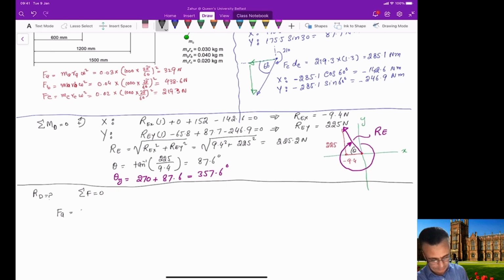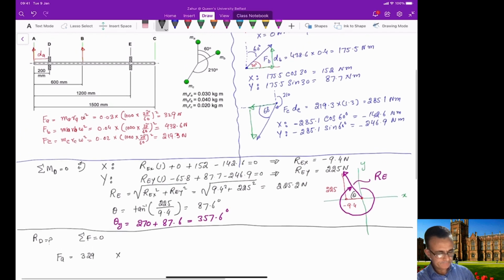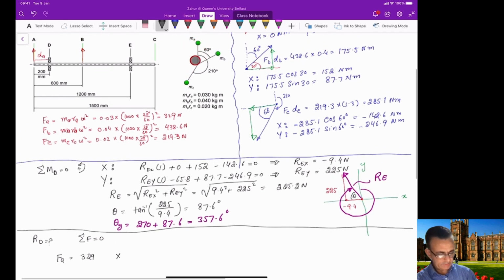So FA is 329, and we can calculate its x component. Because this FA is in the vertical direction, its x component will be 0, and its y component will be equal to 329.